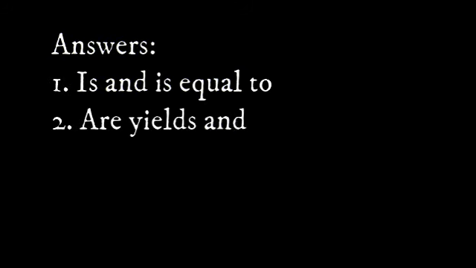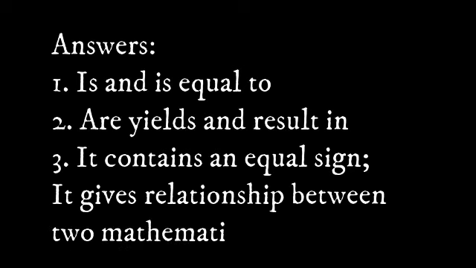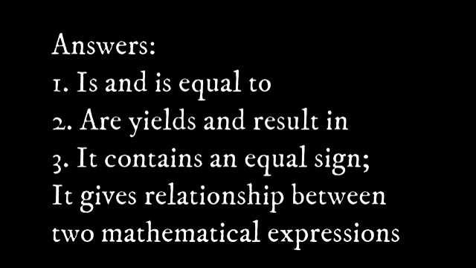Okay, for number 1, the answers are "is" and "is equal to." For number 2, they are "yields" and "results in." And number 3, they were considered as sentences because they contain an equal sign, or they give the relationship between two mathematical expressions. Wow, you are done answering the 3 activities. That's very good.